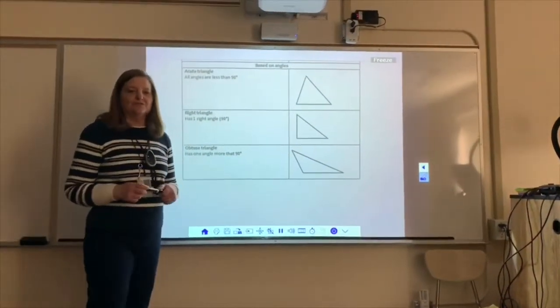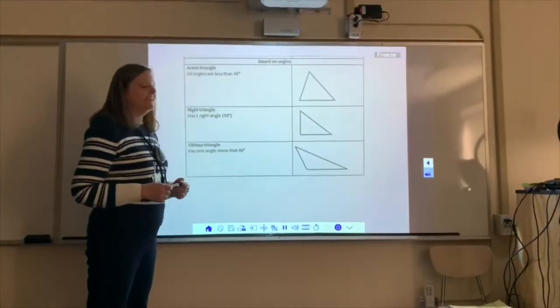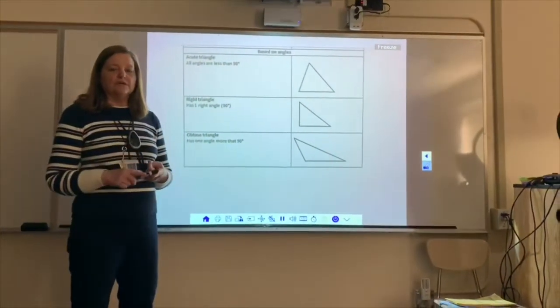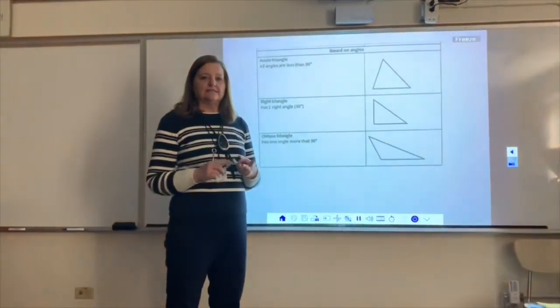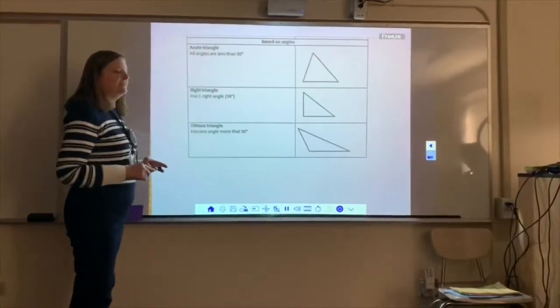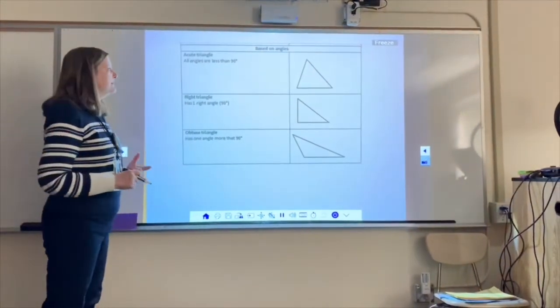Today we're going to learn about how to classify triangles. Triangles are classified by two different names. The first one is by their angle name and the second one is by their side name. So we're going to start first with the angle names. There are three different kinds of angles that we identify them by.